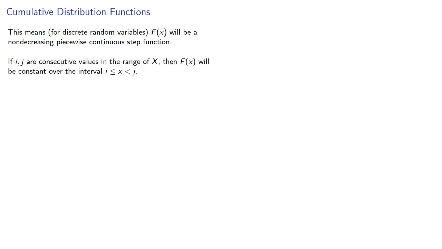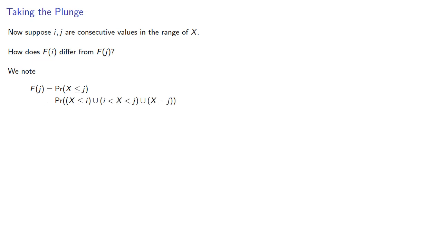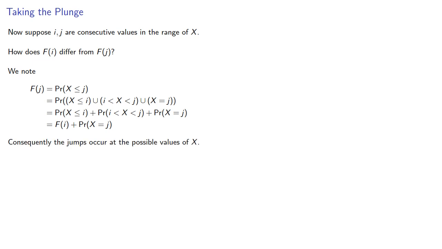And again, it means that if i and j are consecutive values in the range of x, then f of x will be constant over the interval starting at i up to but not including j. So now suppose i and j are consecutive values in the range. How does f of i differ from f of j? So we note that f of j is the probability our random variable is less than or equal to j, and again we can split that into a union of events which are mutually exclusive. So the probability of the union is the sum of the probabilities. The probability that we're in between i and j is again 0 because we're assuming i and j are consecutive. The probability that x is less than or equal to i, well, that's just f of i. And then we have this probability that x is equal to j. Consequently, our discontinuous function is going to jump at the possible values of our random variable, and the size of the jump corresponds to the probability of that value.